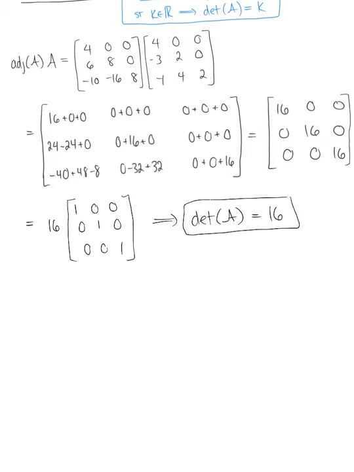And again, we can confirm this using the definition of the determinant. I will leave that up to you. So now that we have the determinant and we have the adjugate of A, we are ready to find the inverse.